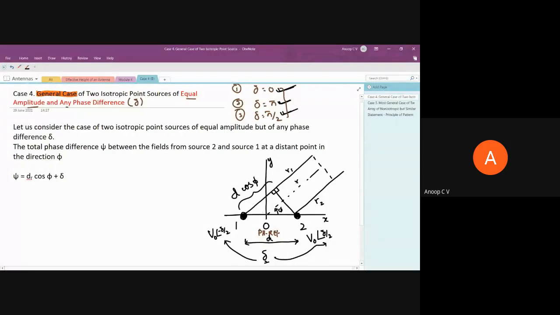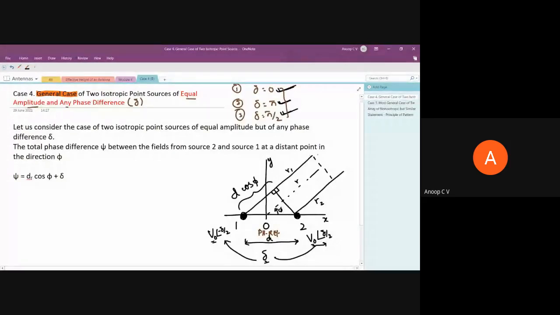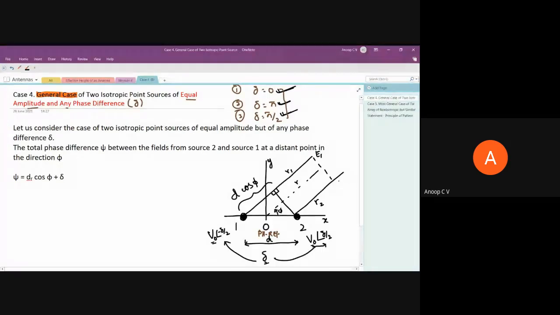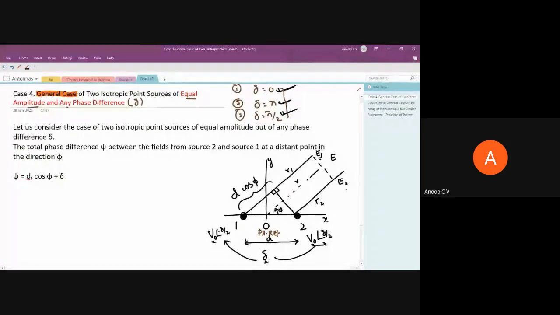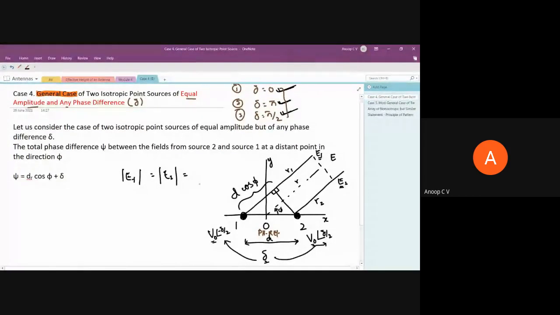As the magnitudes are the same, say the field due to source 1 is E1, the field due to source 2 is E2, and the resultant field is E. The mode of E1 and mode of E2 will be the same. So I can write mode of E1 is the same as mode of E2, and as these are isotropic sources I can write it as E0.